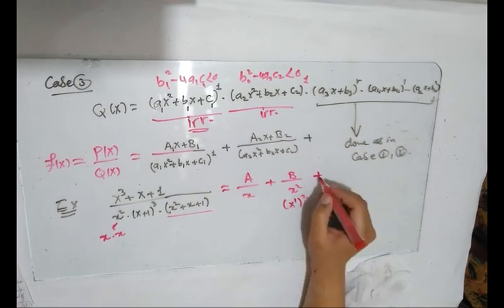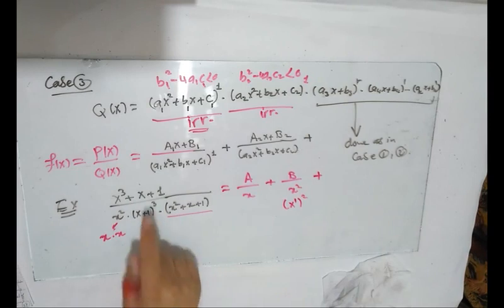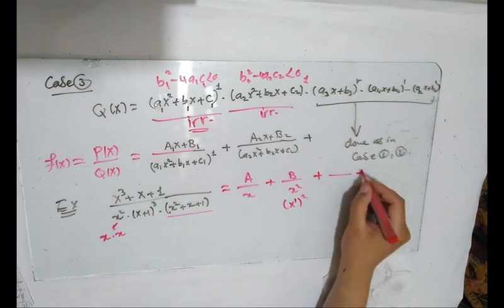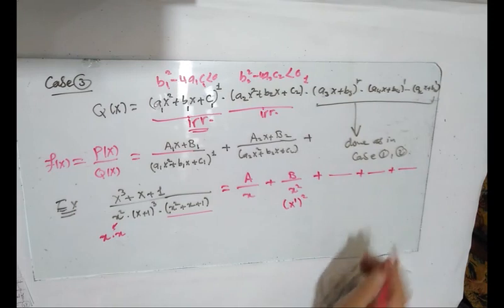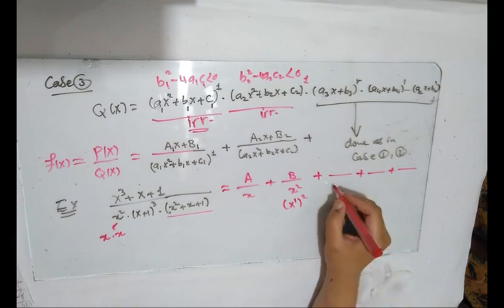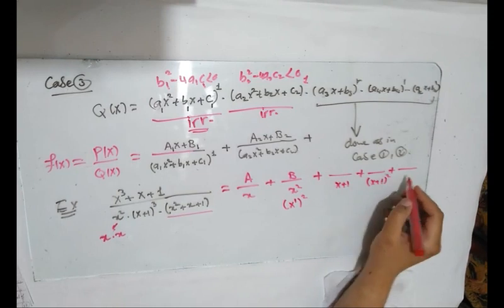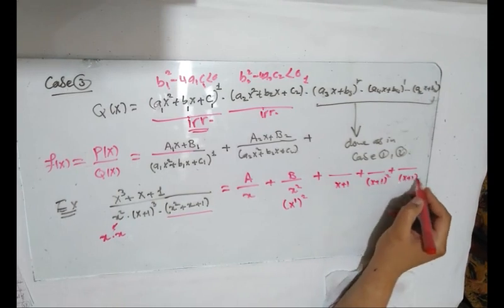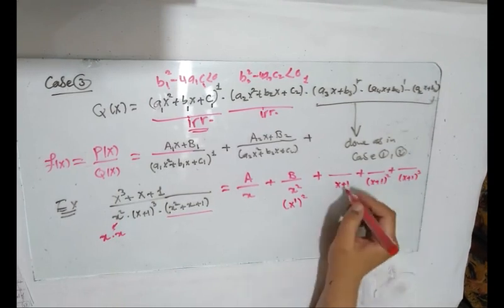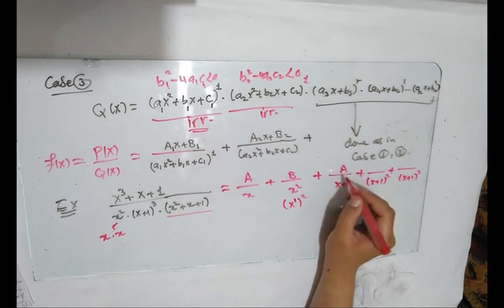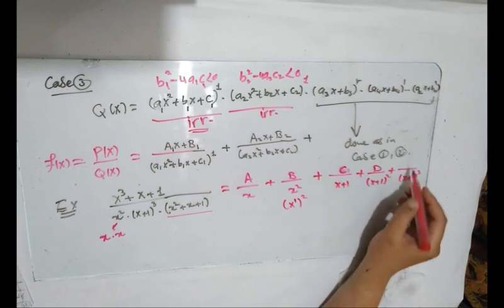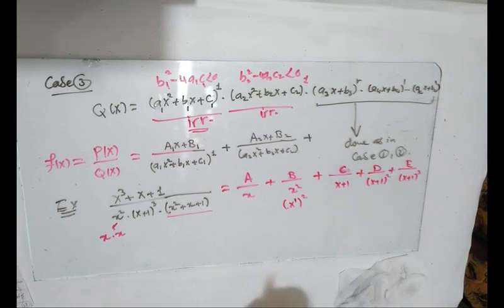Plus, the second one is x plus 1 all cubed. So this will share 3 partial fractions: the first one x plus 1, the second one x plus 1 squared, and the third one x plus 1 cubed. Again, this is linear, so we will write a constant. So we will have c, d, and e.